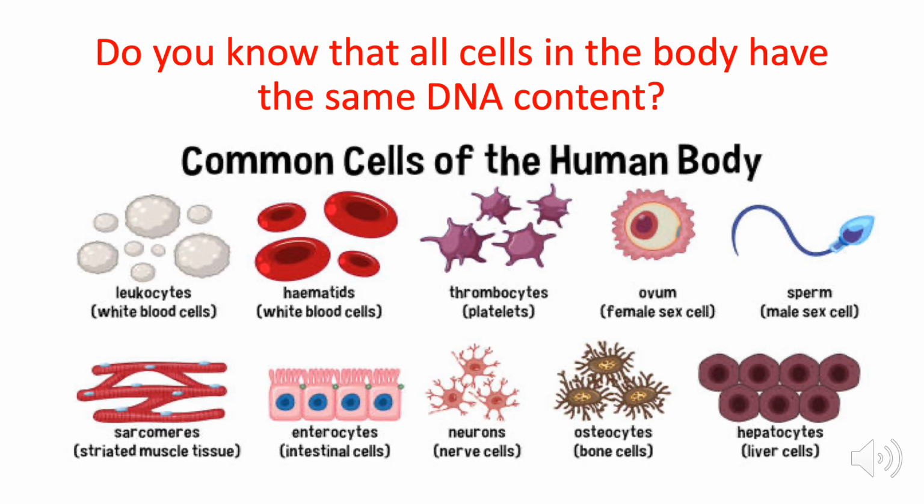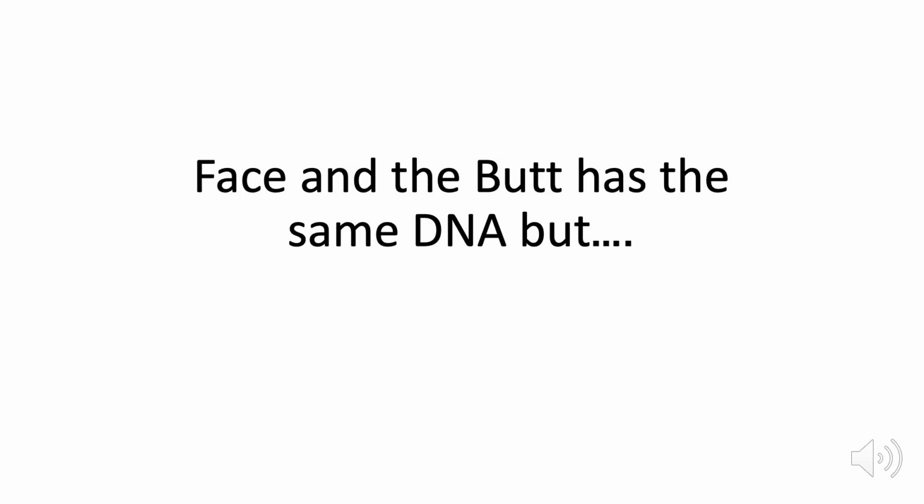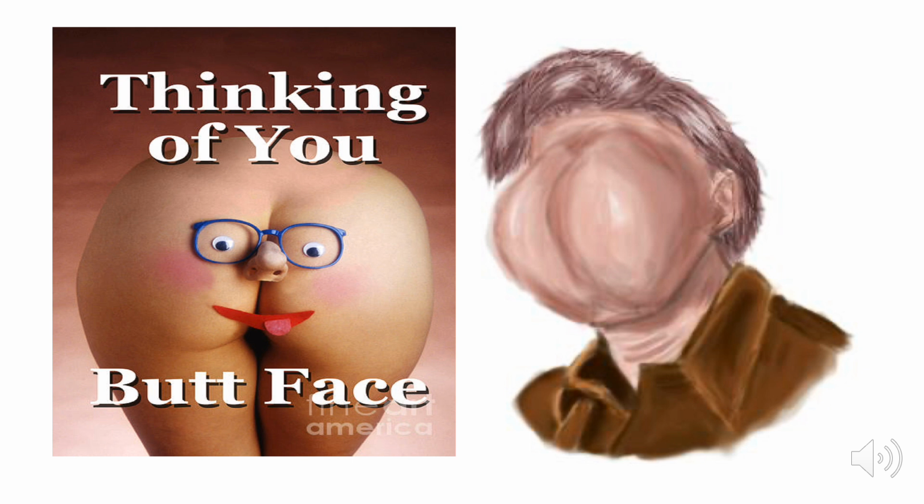Do you know that all cells in the body have the same DNA content? So the question now is, if they all have the same DNA content, how come these cells do not look the same? How come these cells differ in their function? Do you know that the DNA that we have on our faces is the same DNA that we have on our butts? If that's the case, your face should look like your butt and your butt should look like your face. But how come the cells in the body have different morphologies? They have different functions, given that they have the same DNA.